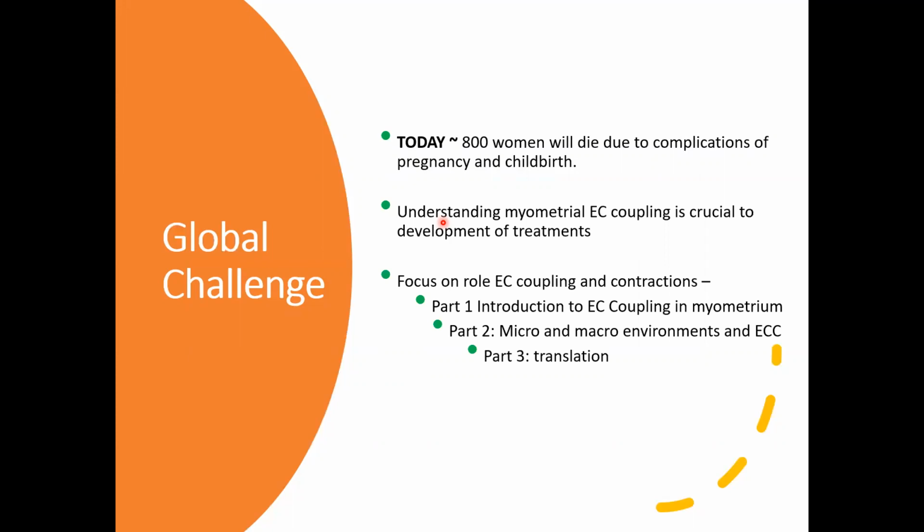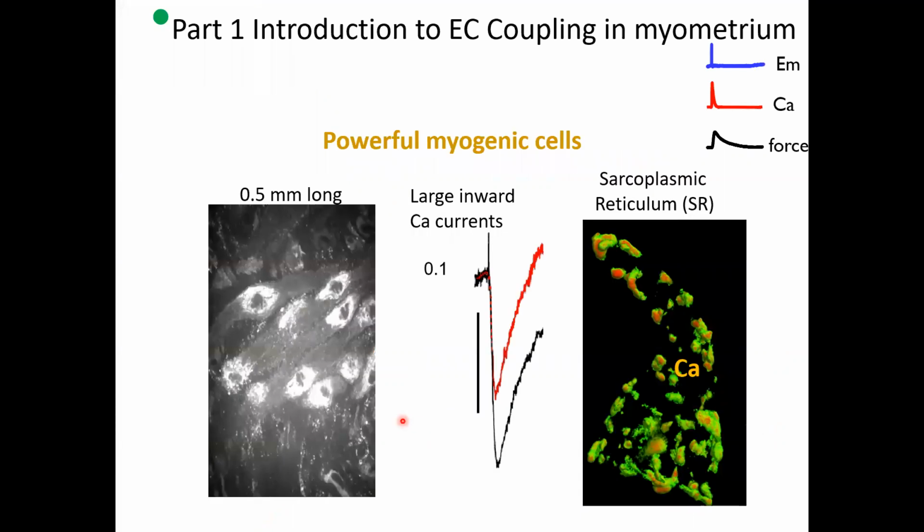Let's start with an introduction to EC coupling in the myometrium. And there's my little cartoon for EC coupling. So if I may, I'd like to remind you of the fact that the myometrium is a really powerful tissue. I think we're taught about smooth muscle as if it's a weakling muscle with tiny cells. Looking at the myometrium, you'll see hugely long cells in the pregnant myometrium, very robust inward currents, and also a very nice sarcoplasmic reticulum, and there you can see the calcium within it.